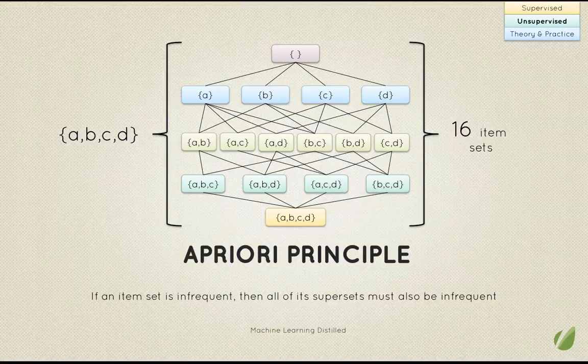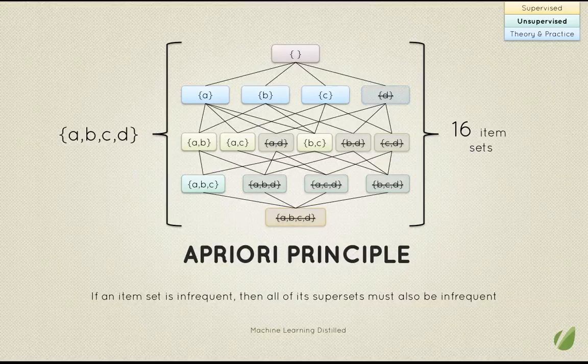What does that mean for us? It means we can eliminate a lot of options once we figure out that an item set is not that frequent. For example, let's consider that the item D does not happen very much. It doesn't happen enough for us to consider it frequent. Well, in that case, that gets rid of D, but it also gets rid of any other item sets that D is in.